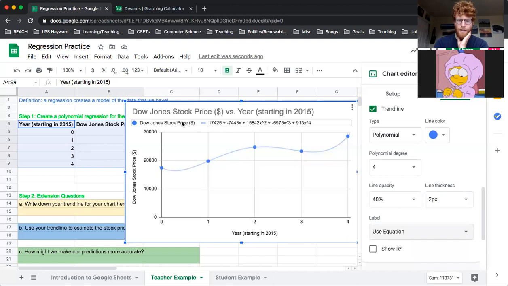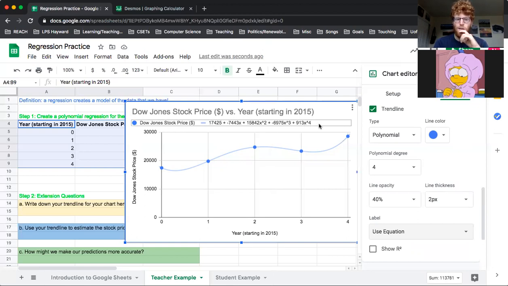Our price, basically this y, is equal to 17,425 minus 7,443x plus 15,842x squared minus 6,975x cubed plus 913x to the fourth. You can see it's in the opposite of standard form, which we don't love, but we accept it because this is what it gives us. Here is all the information that we need.